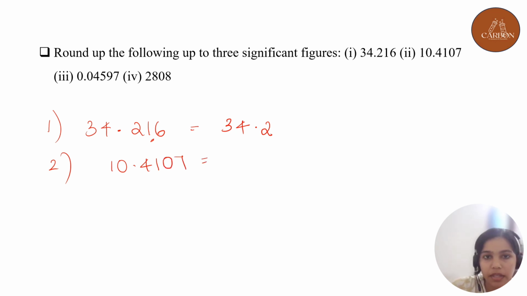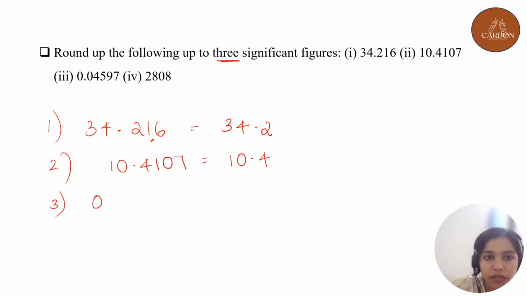Another one, 10.4107. We need to keep a maximum of 3 significant figures. When I write 10, that's 2 significant figures here. Then 10.4, because the next number is 1. If it were 6, greater than 5, we would round it to 10.5. Clear? When we do another exercise, we will get more clarity.